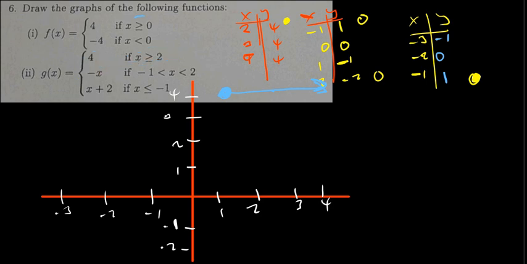So the next one, you discover that we have got negative 1 comma 1, but at that point it is not included, so you put an open circle. Next, 0 comma 0 is here, 1 comma negative 1 is there, 2 comma negative 2 is here. Is it included? No, it's not, so it ends there. That point is not included. Then you just put a line like that. You are done for the next one.